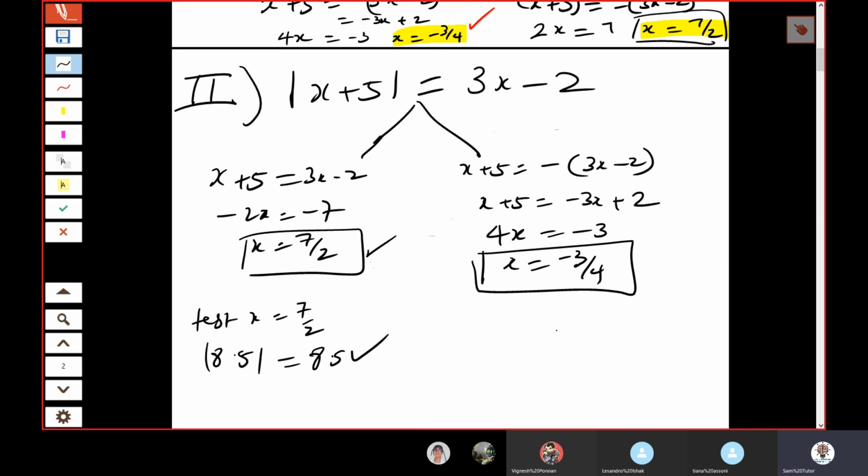This one, -0.75 plus 5 is 4.25 on the left side, which is positive still, great, equals the right-hand side, 3 times -0.75, take away 2 is -4.25. There is no absolute value. This will never equal this. So, not an answer.